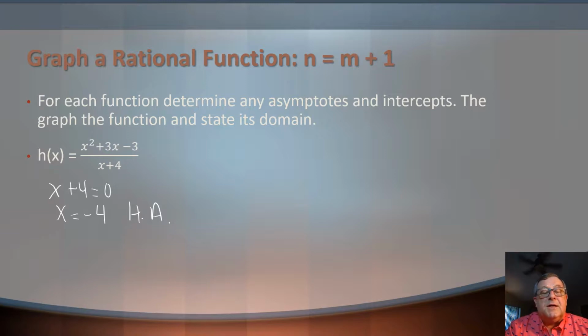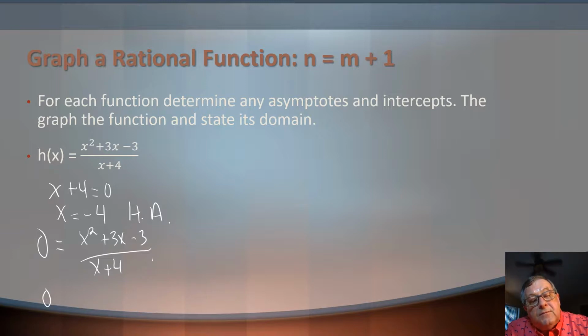All right, let's find the intercepts then. If we want to find the x-intercept, we set y, or h of x, equal to 0, and then solve. So we have 0 equals x squared plus 3x minus 3 over x plus 4. If I multiply both sides of this equation by x plus 4, 0 times x plus 4 is just 0, which equals x squared plus 3x minus 3, correct? So that leaves us with 0 equals x squared plus 3x minus 3.